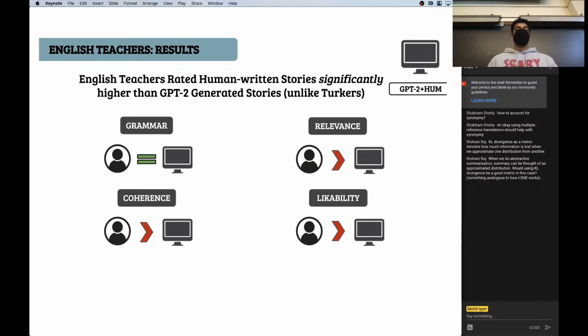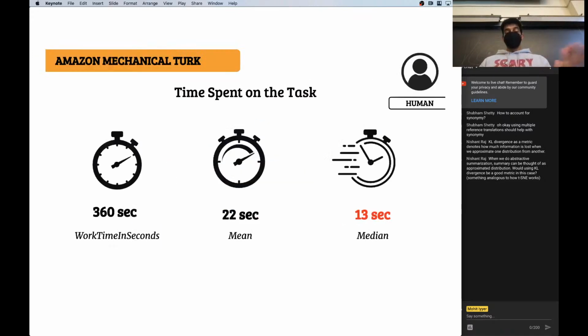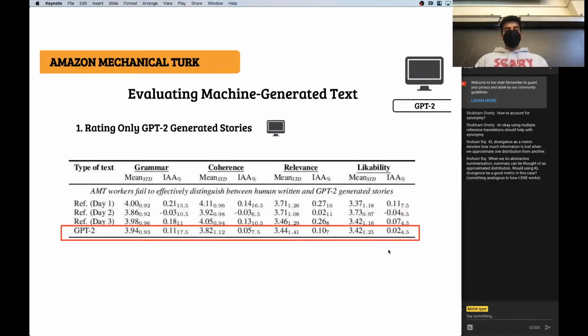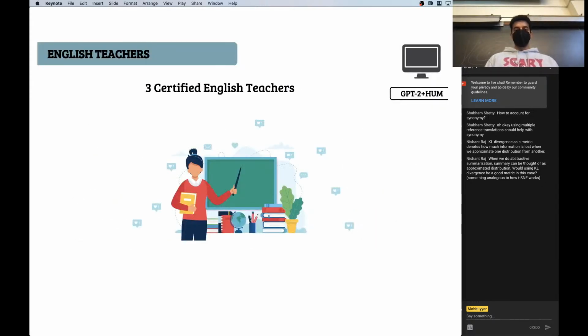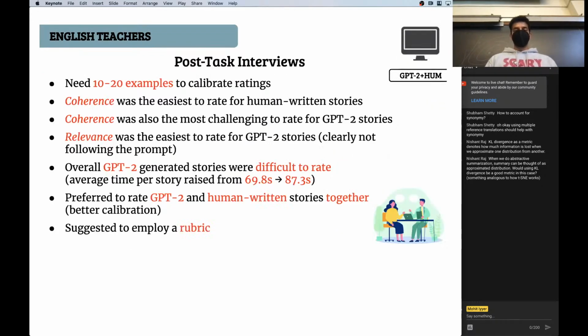But at the same time, if you use Amazon Mechanical Turk, you're going to get a very misleading representation of how well your model is doing, right? Some people might look at this table and say, wow, your machine is better than humans at writing stories, right? And some news article will come up about that and hype everything up, but that's not true.